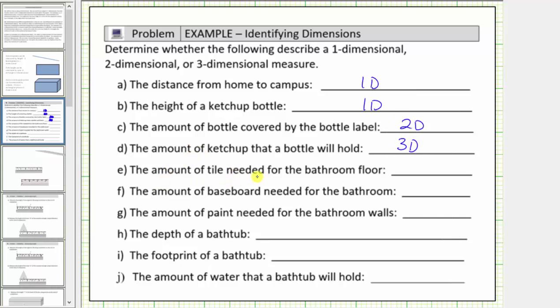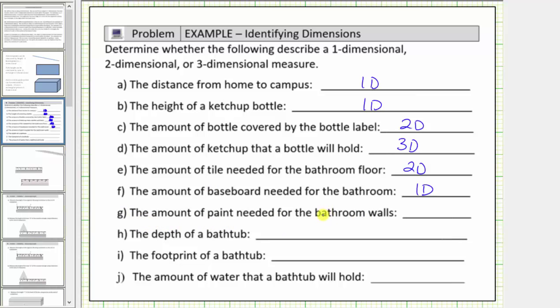E, the amount of tile needed for a bathroom floor. This amount would be a number of square feet or area, and therefore the amount of tile would be two-dimensional. F, the amount of baseboard needed for the bathroom. We order baseboard based upon linear feet, which is a length, and therefore this should be one-dimensional. Even though a baseboard is a three-dimensional object, we do measure it in linear feet, and therefore we do classify this as one-dimensional.